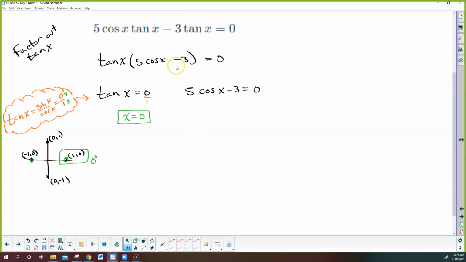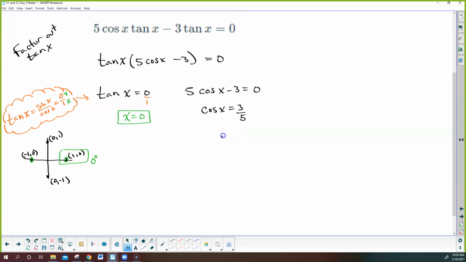Okay? And then the second factor we have to solve. So cosine, if I move the 3 over, that'll be a 3, but then I'd have a 5 here, right? A 5 times cosine. So instead of writing that, I'm just going to divide. I'm going to move the 3 first and then divide. Now, 3 over 5 is not a familiar fraction, right? That's something that is not on our unit circle.